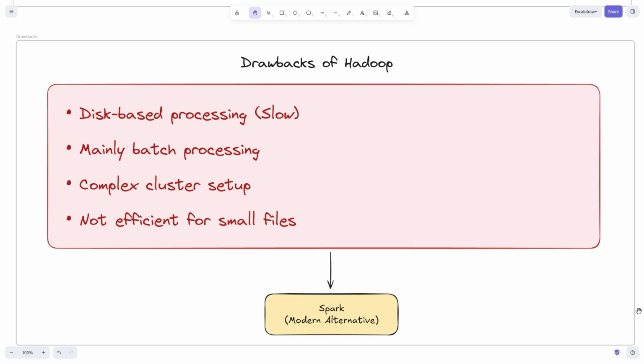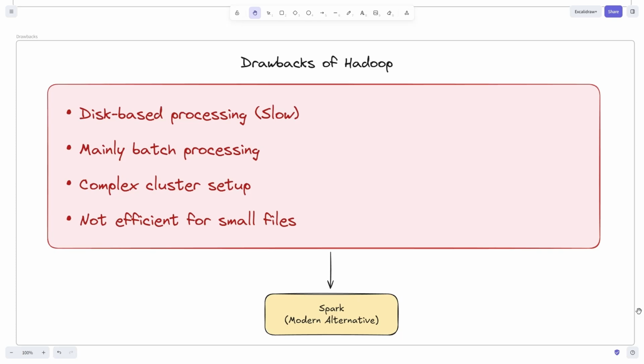Hadoop is powerful, but it also has limitations. Hadoop is mainly designed for batch processing. This means it is not suitable for real-time or low-latency applications. Setting up and maintaining a Hadoop cluster can be complex. It requires careful configuration and monitoring.